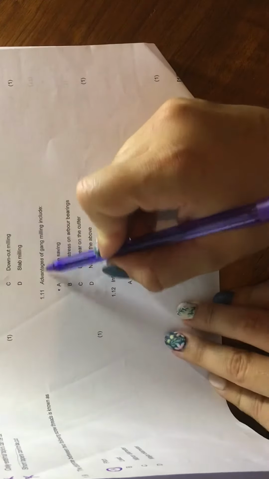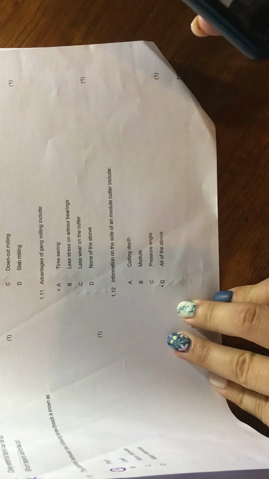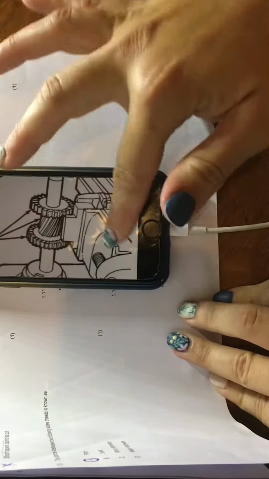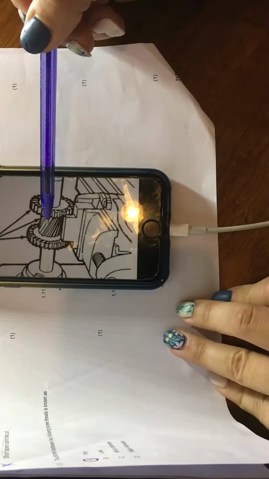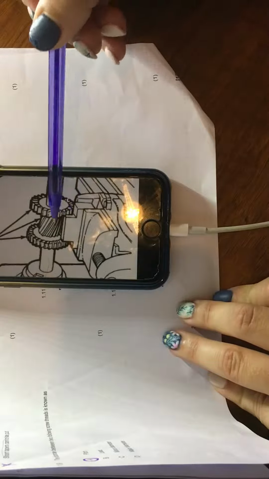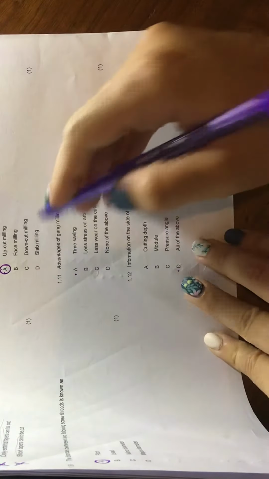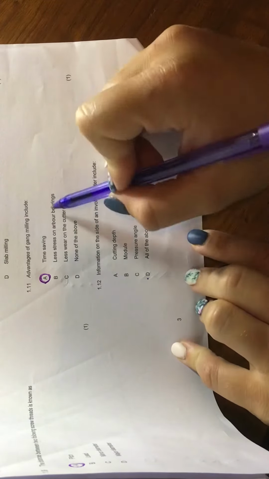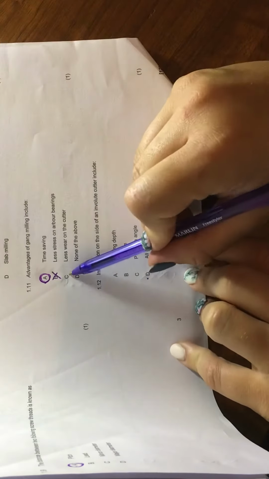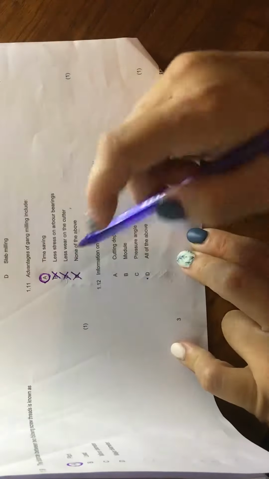1.11, advantages of gang milling. Remember, gang milling is when you use more than one cutter on my milling machine together. So it looks like that. So I used my side and face cutters over there together with my helical cutter, and then you can cut more than one surface at a time. So that definitely has a lot of advantages. So let's look at the options. A, it's time saving. B, less stress on the arbor bearings. Definitely not, because it has a lot of cutters that's working. C, less wear on the cutter. Not necessarily. And then D, none of the above is also not correct, because there is an option A.